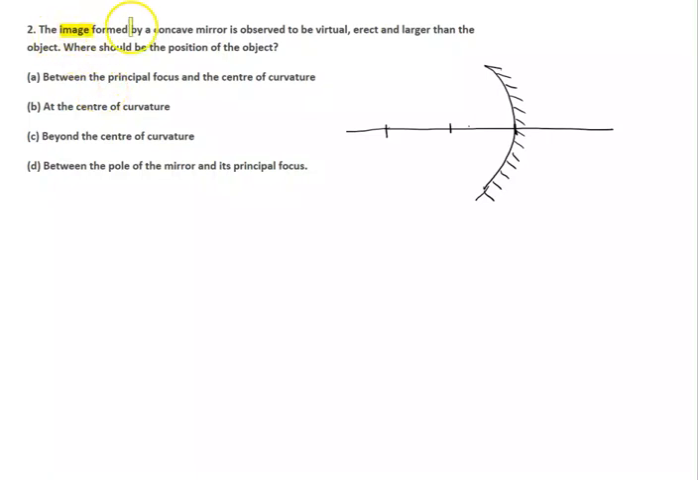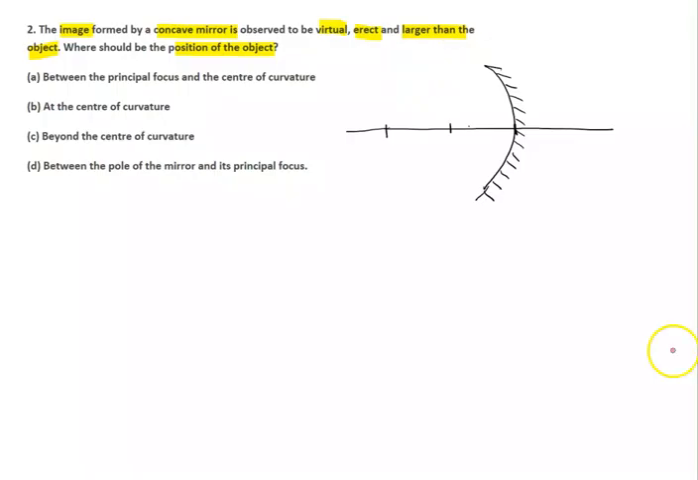So the image formed by a concave mirror is observed to be virtual, erect and larger than the object. So these are some natures of the concave mirror. We need to find where the position of the object should be. Now we have been given four options.